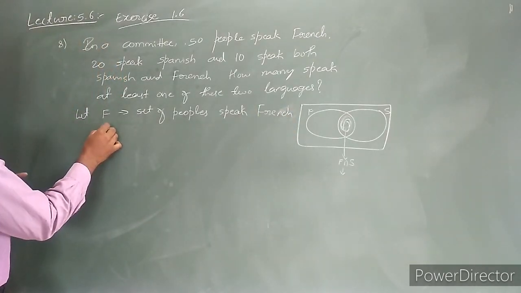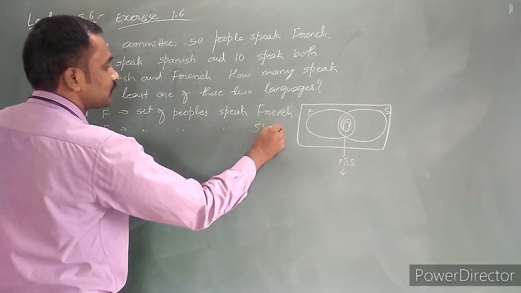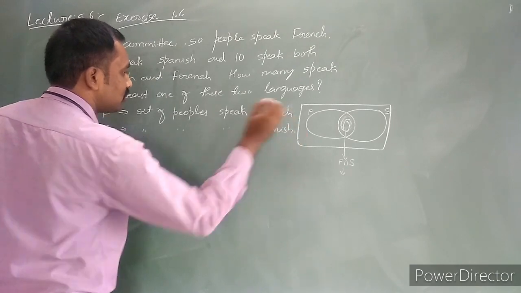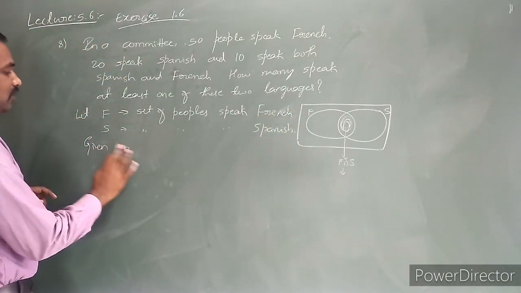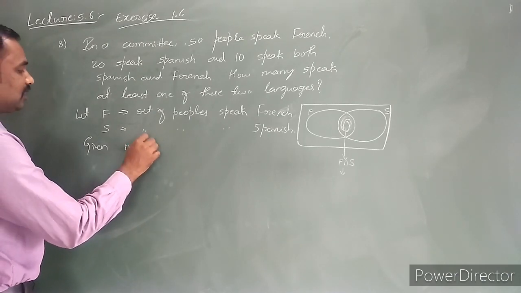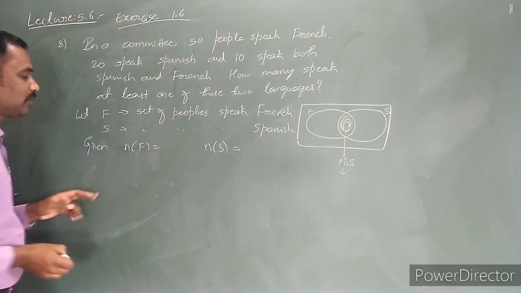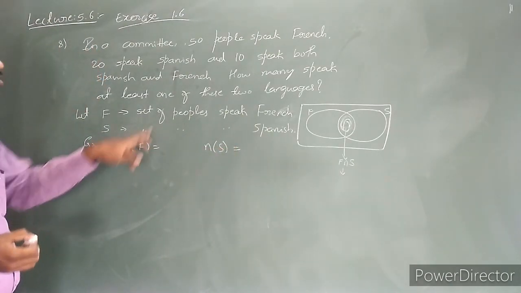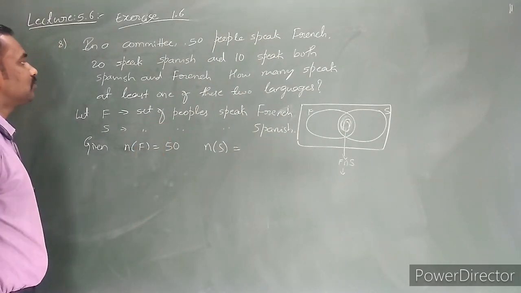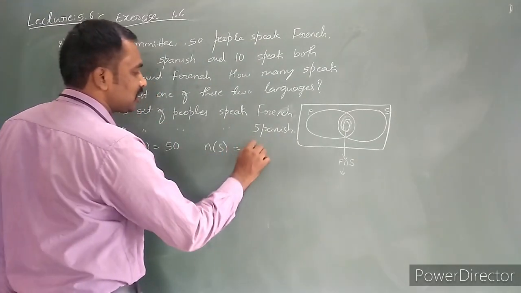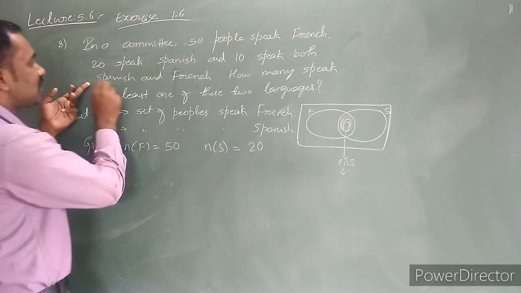And under one is yes, denotes the set of people who speak Spanish. Okay, now write the given data. What is the given data? N of the number of people speaking French, the number of people speaking Spanish. How many people speak French? 50 people speak French, that is n of F is equal to 50. 20 speak Spanish, n of S is equal to 20. And 10 speak both Spanish and French.